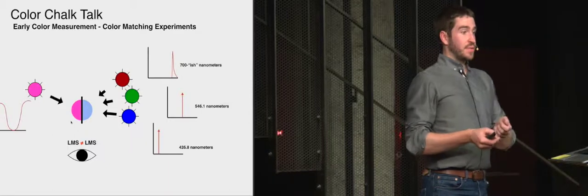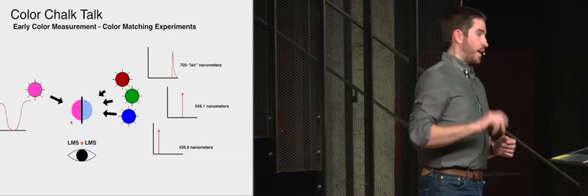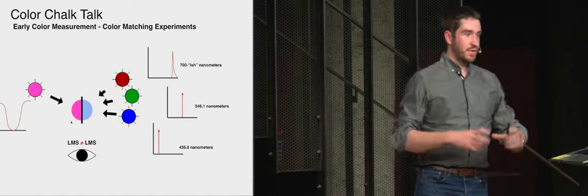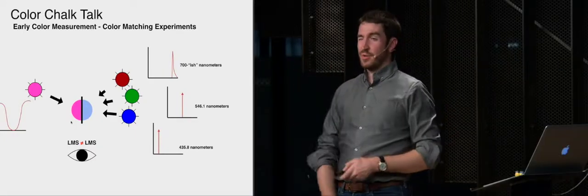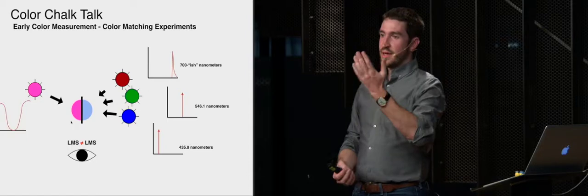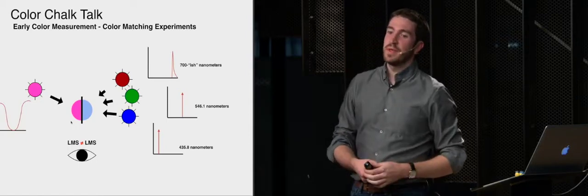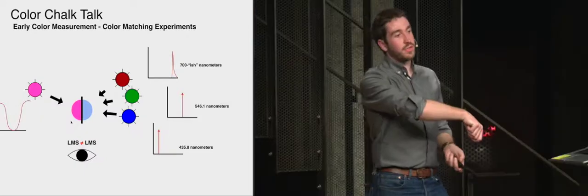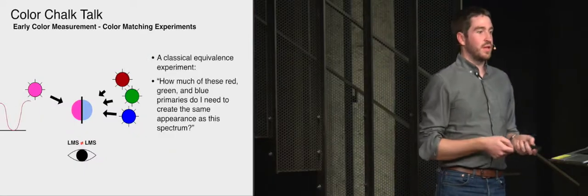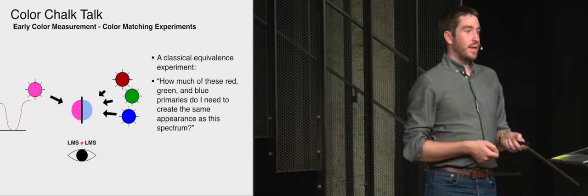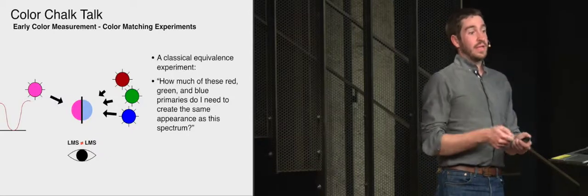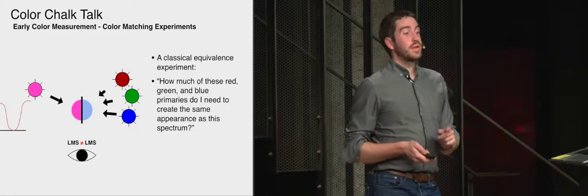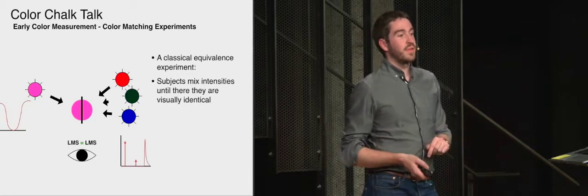And so what we can do is we can have an observer look at my funny, you're probably wondering what the hell this thing is in the middle. We call this a bipartite field. You can imagine this is a tube an observer looks down with one eye. And on the left-hand side, we put a source spectrum. And then we ask them to mix on the other side these three different lights, 400 nanometer, 500 nanometer, and 700 nanometer light. And they can go back and forth, and they can mix this red, this green, and this blue. And we call these primaries to try and create the same appearance as a spectrum on the left.